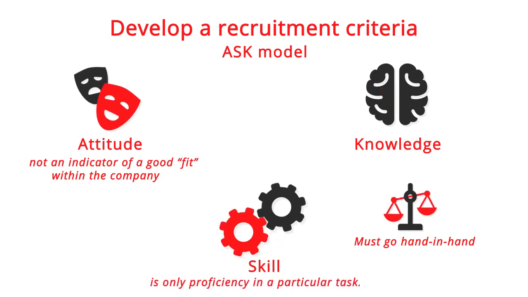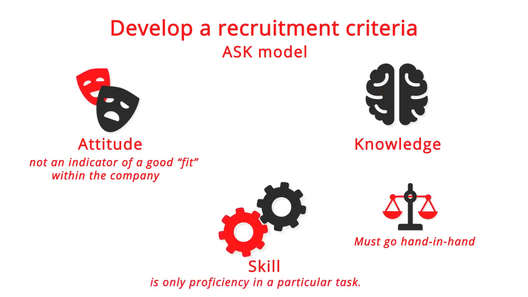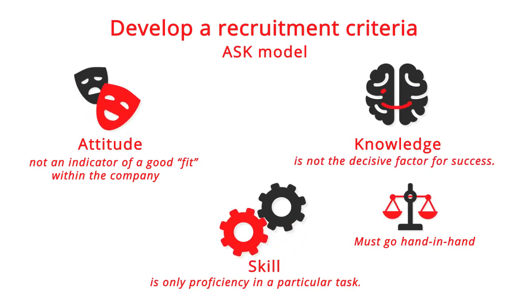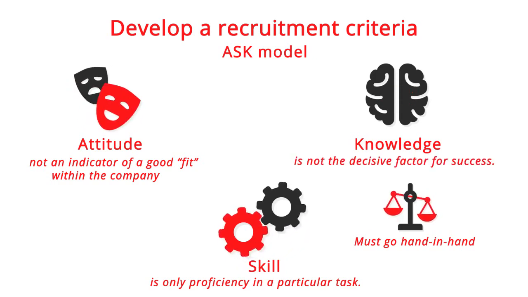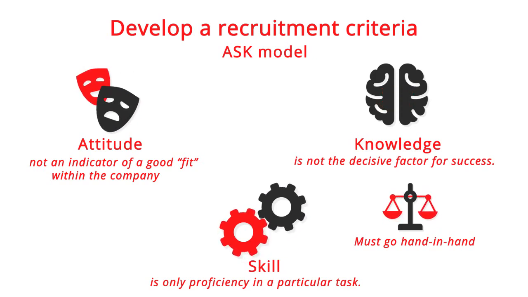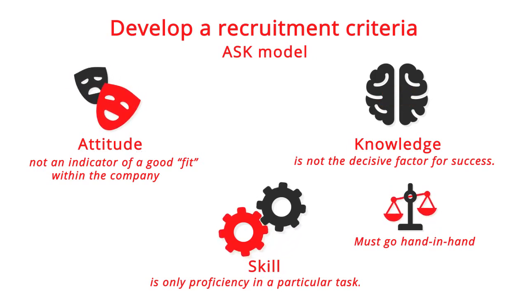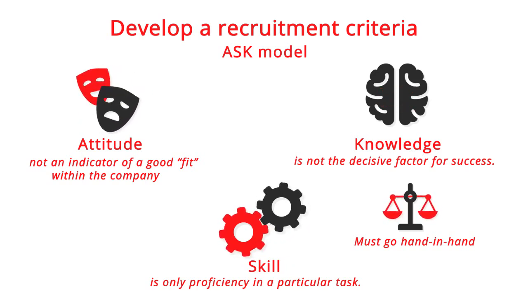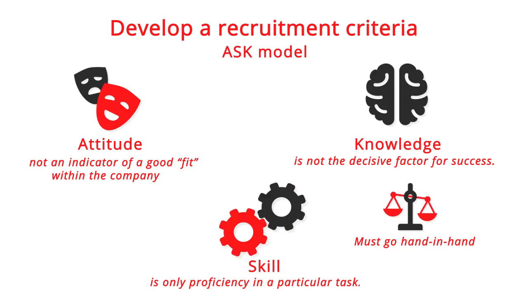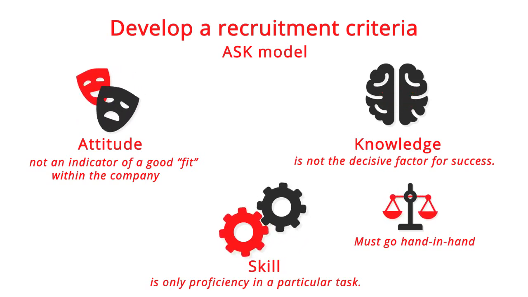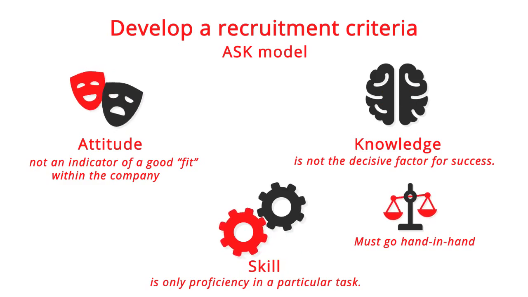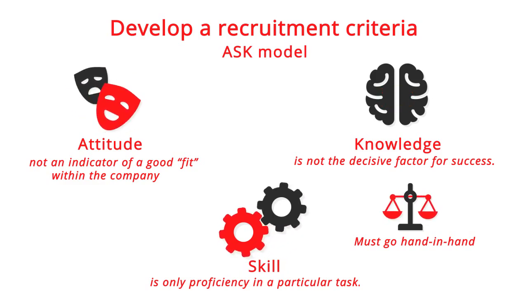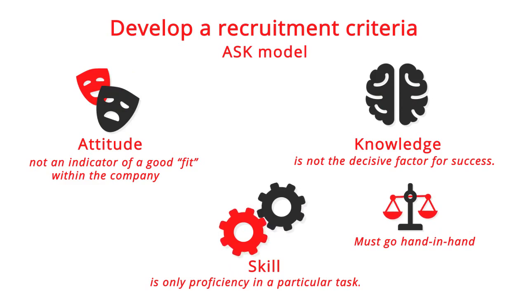Skill is only proficiency in a particular task. And knowledge is not the decisive factor for success. Each job within your company will require a different set of attitudes, skills, and knowledge. And it is these attitudes and skills that define the employee or candidate's ideal behavior. So, under the ASK model, there are 3 components that form competency: the attitude, the skill, and the knowledge. How do you determine your competency levels? Let's look at that on the next slide.